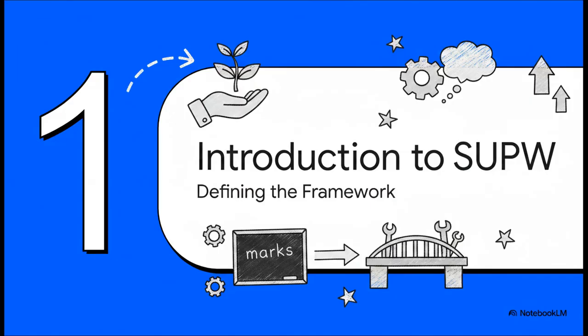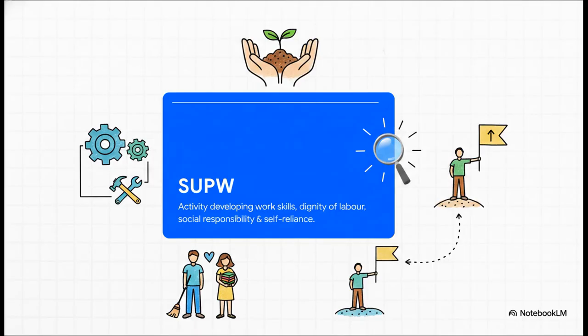All right, moving right into Section 1, Introduction to SUPW. So what exactly is SUPW? Well, it stands for Socially Useful Productive Work. Simply put, it's an educational activity designed to develop work skills, a sense of social responsibility, self-reliance, and, most importantly, the dignity of labor among our students. That central pillar, dignity of labor, is an absolute cornerstone of our Indian educational ethos. We have to teach our children from day one that all honest work is highly respectable. There's a profound dignity in working with your hands, in creating things, and in serving your community.